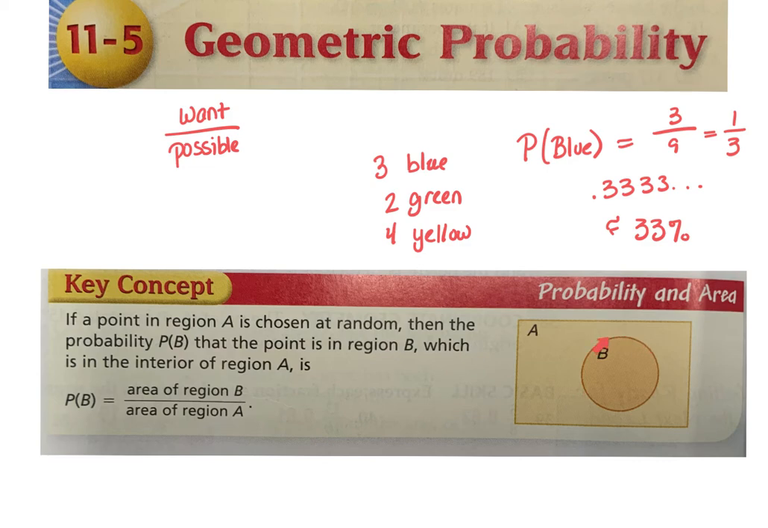Well, you would say the area of the circle here, area of region B, divided by the total possible. Well, the total possible is the entire region of that rectangle, area of the rectangle. And so that's geometric probability. So let's look at the first example.